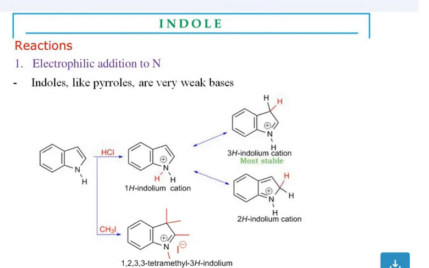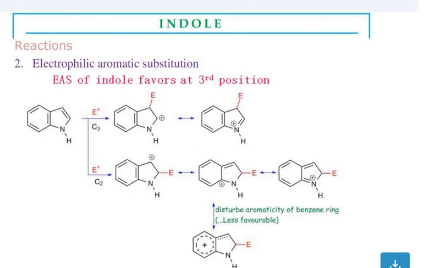Now reactions. Electrophilic addition to nitrogen. Indoles, like pyrrole, are very weak bases. Look at here. 3H-indolium cation is most stable, compared with 2H-indolium cation. Now, reaction with methyl iodide, a 1,2,3,3-tetramethyl-3H-indolium compound will form.